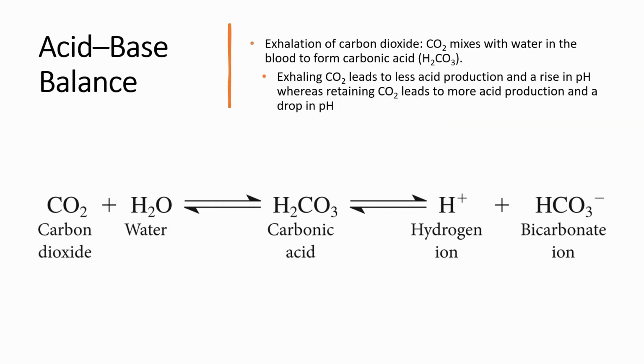Now, exhalation of carbon dioxide: CO2 is going to mix with water in the blood, again, to form carbonic acid, H2CO3. Exhaling CO2 leads to less acid production and a rise in pH, whereas retaining CO2 leads to more acid production and a drop in pH. And CO2 plus H2O is going to yield H2CO3, carbonic acid, and dissociates in the fluid or in the blood as hydrogen ions and bicarbonate ions. Okay, so the blood is acid.